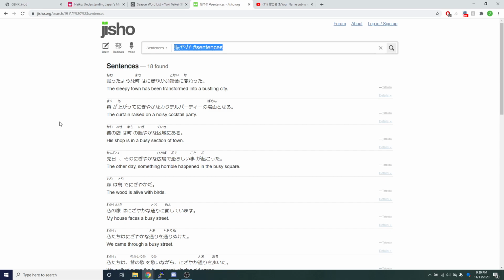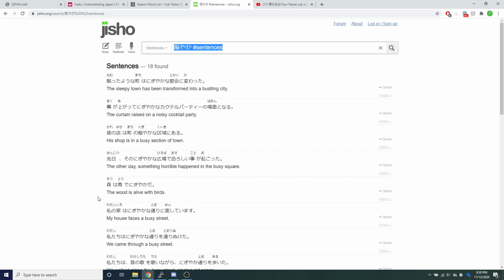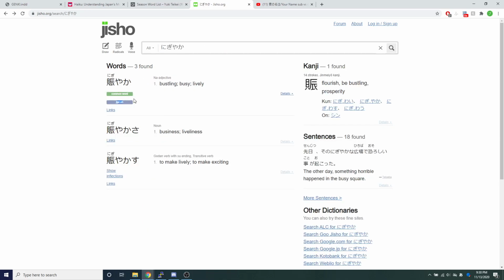I'm looking it up here on the Jisho sentence examples, and the examples are: his shop is in a busy section of town, or the wood is alive with birds, or my house faces a busy street. So when I think lively, I think of something that could describe a person or a place, but Genki is pretty much exclusively for people, and apparently this word is exclusively for places. I've never used it before, but it's actually listed as an N5 common word.